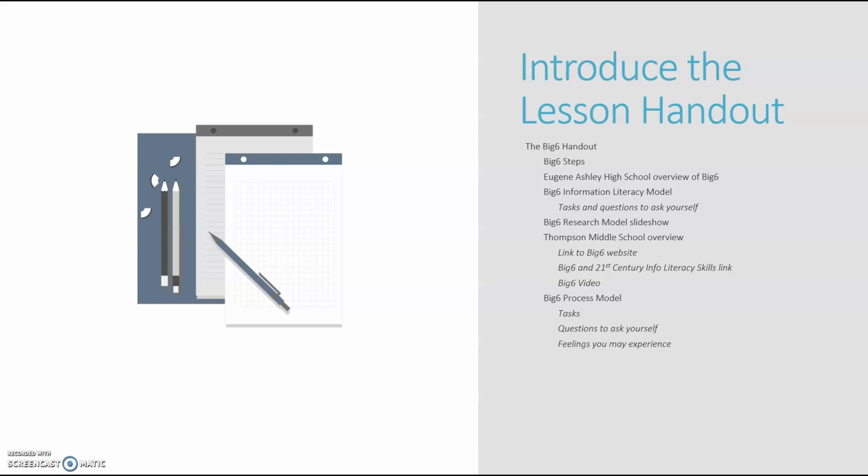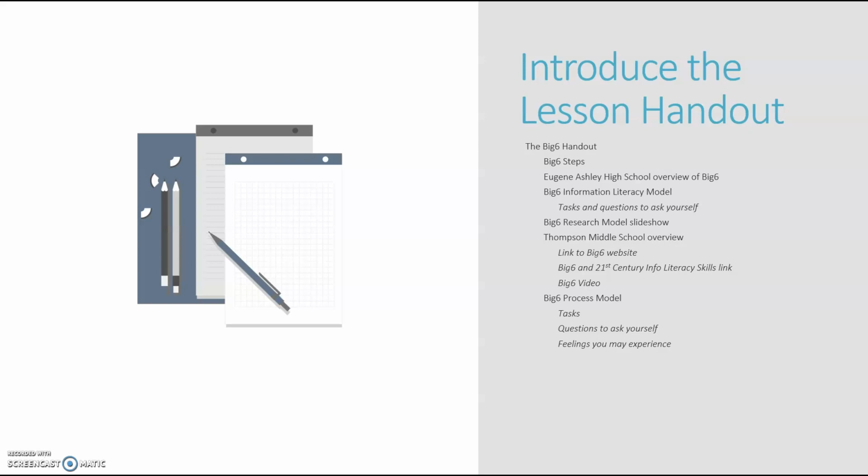The second link provides the tasks and also provides a list of questions to ask yourself. These questions are great to ask yourself to help you determine if you are on the right track. The third link takes you to a detailed slideshow on the Big 6 model. The fourth link is from Thompson Middle School, and I really loved the resources they added.